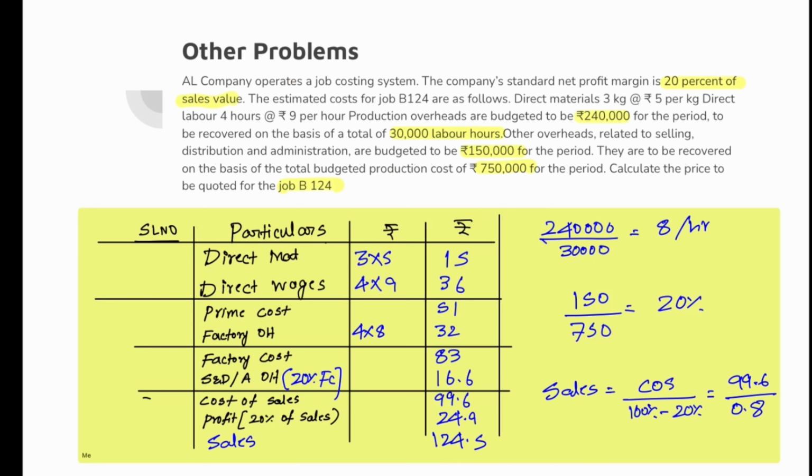It's a simple problem, but many students get confused about what to do. Whenever there is a job cost sheet problem, you have to take only those items which are relevant to this job. So overhead cost and production cost, which are budgeted for the period, should be used to derive rates, the production overhead rate and the S&D overhead rate.